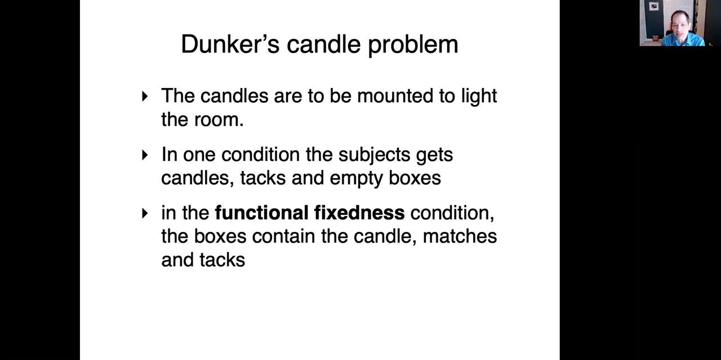Functional fixedness means that sometimes when you see an object, it is framed by how it's presented. So if it's given to you in a certain way, its function might be fixed. So in Dunker's candle problem, you get some candles and some matches and tacks and some other things. And you're told that you need to mount the candle somehow so that it can light the room, right? So you've got to mount it on the wall so it can light the room.